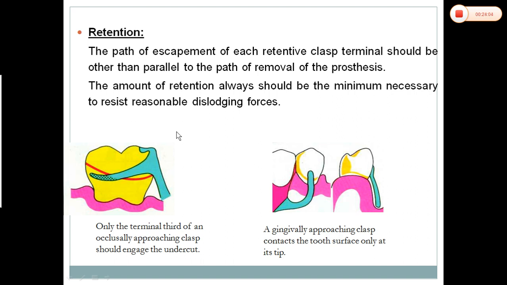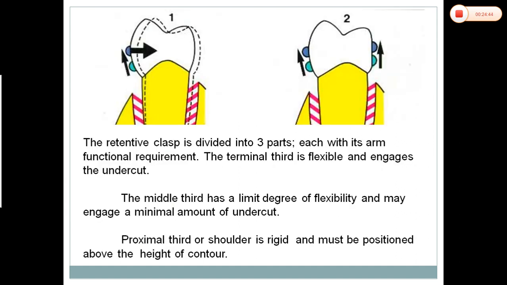So the path of escapement of each retentive arm terminal should be other than parallel to the path of removal of the prosthesis. When the tip is engaged in the undercut, it should not be easily displaced or come out. If it comes out during mastication or while eating sticky food, the prosthesis will be displaced or dislodged, and there is no retention. So the amount of retention should always be the minimum necessary to resist reasonable dislodging forces. When the tip engages the undercut, it should be the minimum that ensures it is not displaced during chewing or mastication.